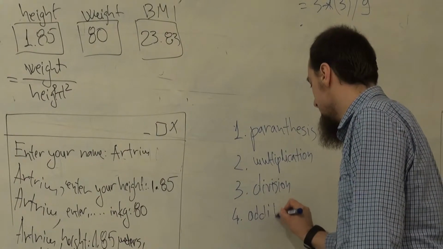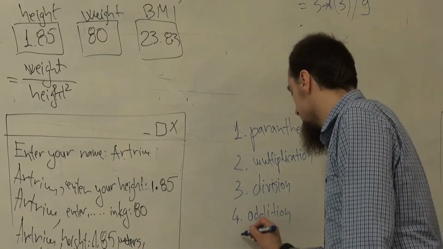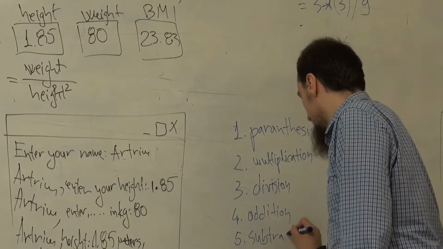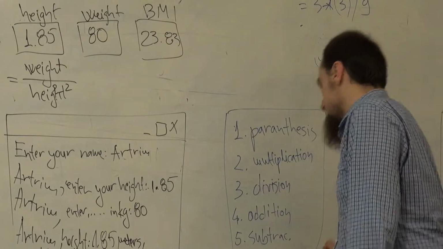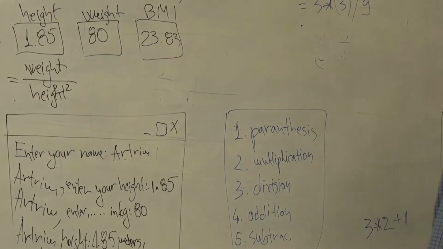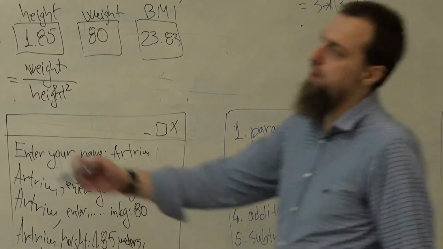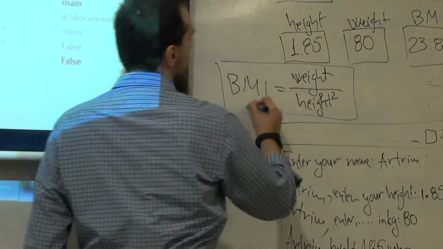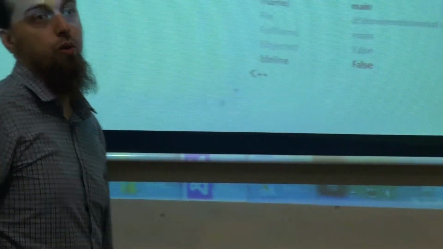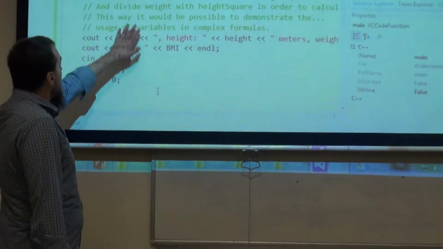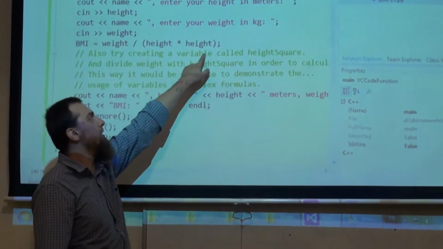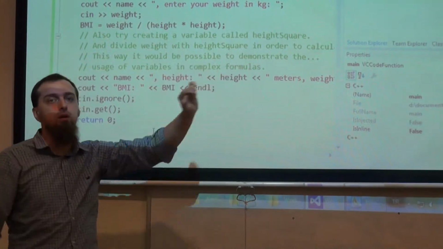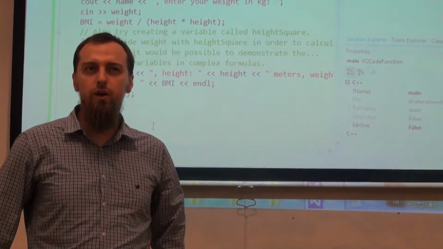So addition and subtraction. Remember those, okay? Now I've put parentheses here because the formula of BMI is the following one. Weight divided by height squared. Can you guess what would have happened if I didn't write this part here, this term here in parentheses? Would it have been correct or not?